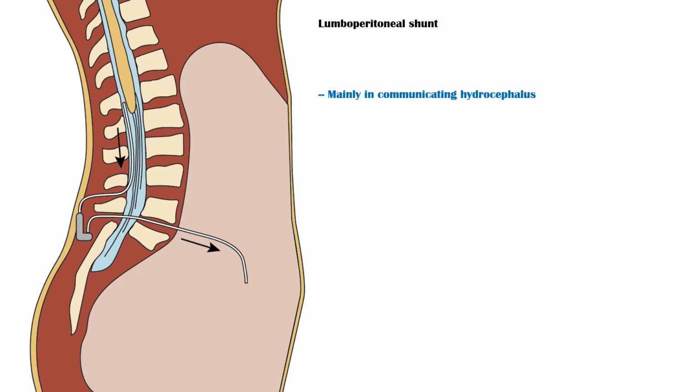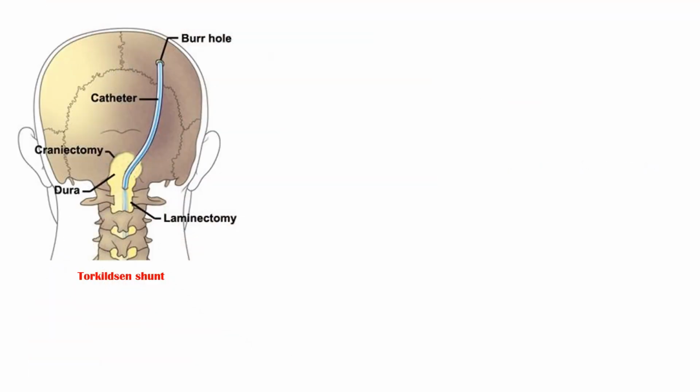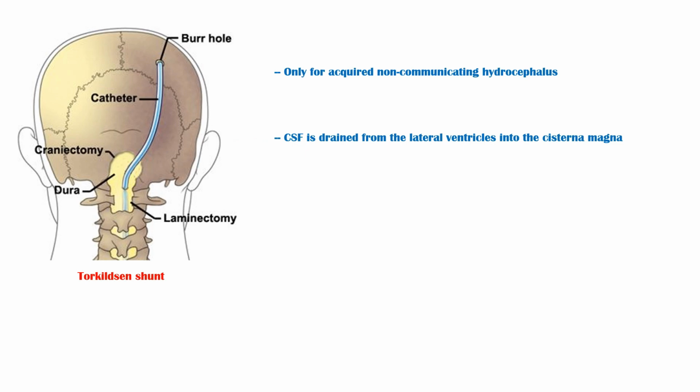Lumboperitoneal shunt is mainly used in communicating hydrocephalus, and it drains CSF from the lumbar subarachnoid space into the peritoneal cavity. Thorkildsen shunt is used rarely and only for acquired non-communicating hydrocephalus. In this method, CSF is drained from the lateral ventricles into the cisterna magna.